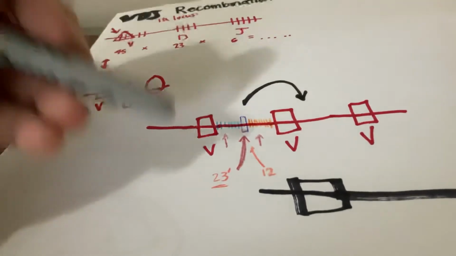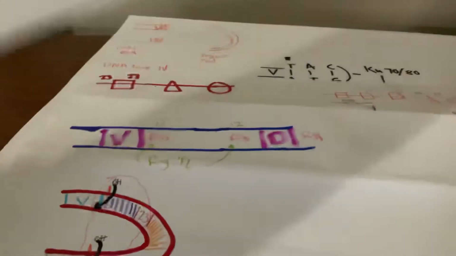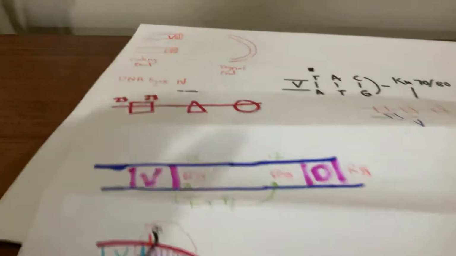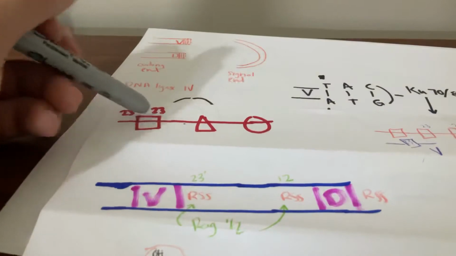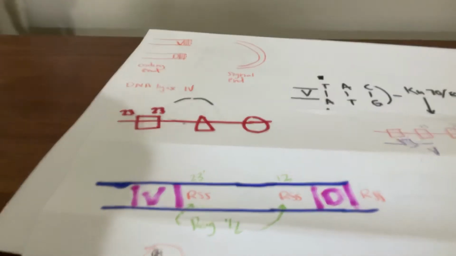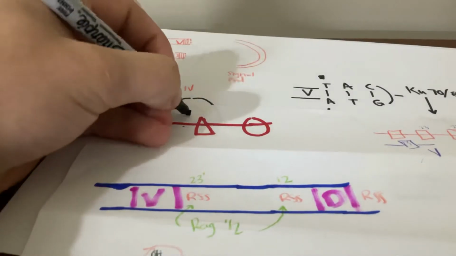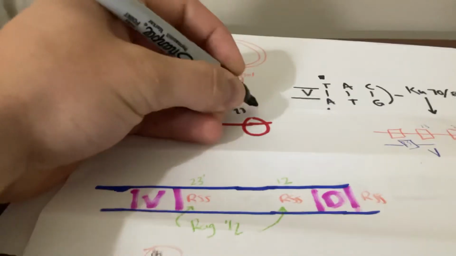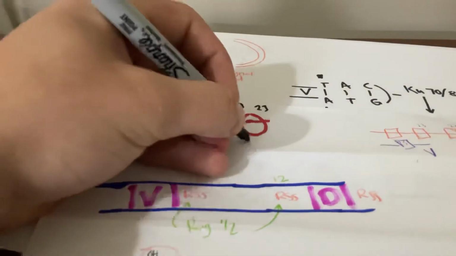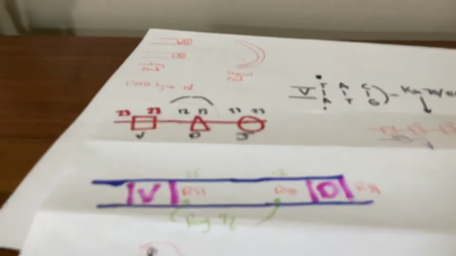So it's either a 23 or 12 long spacer, and you'll be left with this in a lymphocyte. You'll have a 23 spacer, then a 12 spacer, and then a 23 spacer. This would be V, D, and J. So that's what it looks like in a lymphocyte.